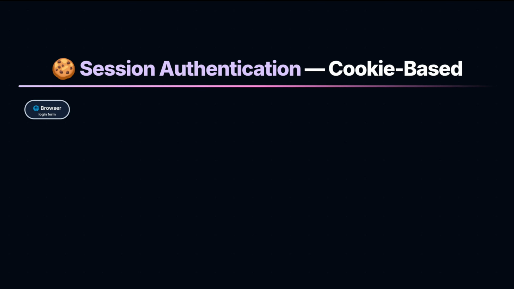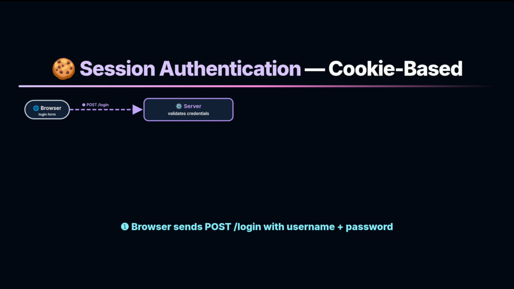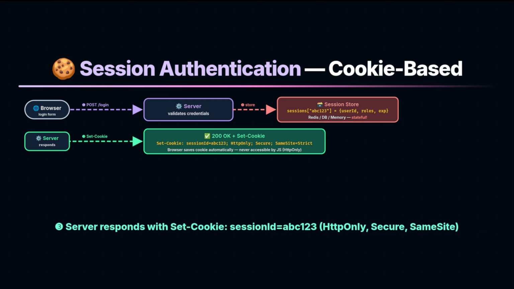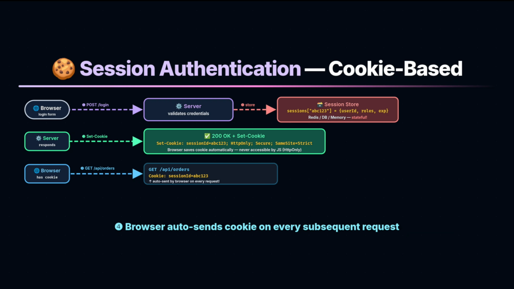Now, session authentication, cookie based, the old way. You log in, and your browser sends your username and password to the server. If credentials are valid, the server creates an entry in its session store, like Redis, a database or memory, with a session ID. Then the server sends back a cookie in the response. Your browser saves this cookie automatically. Now every future request includes this cookie automatically.